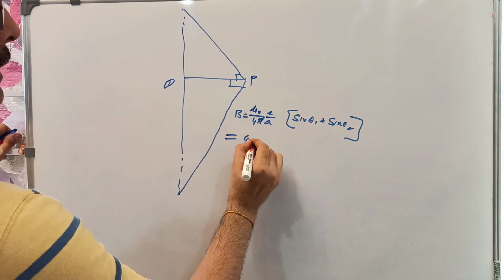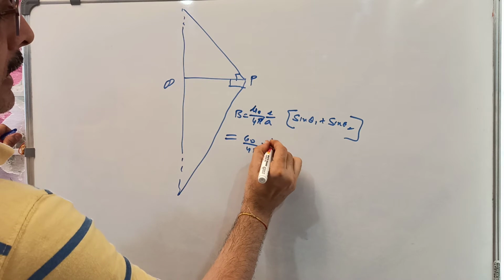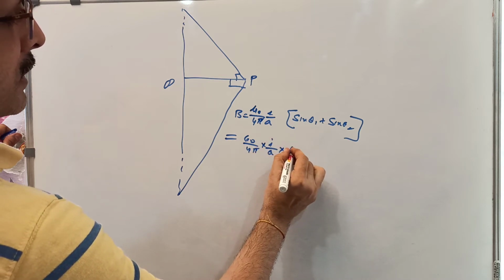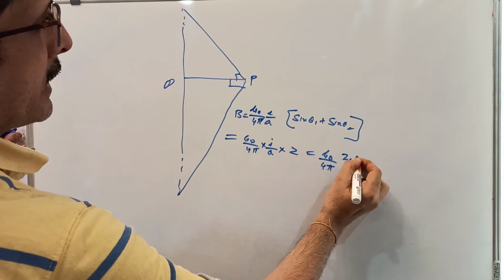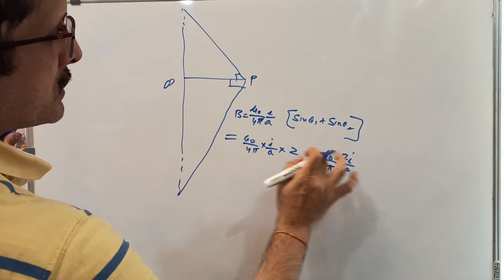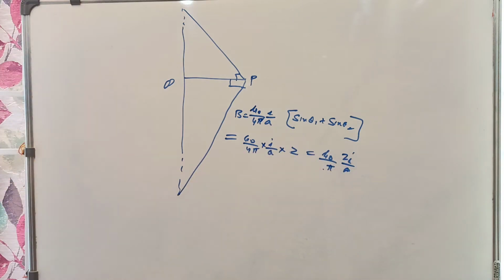This is mu naught by 4 pi, I by a, into 1 plus 1, which is 2. So it is mu naught by 4 pi, 2I by a. If I cancel, 2 and 4 get cancelled. You have to remember this, because it's not feasible to derive it every time: whenever the wire is an infinite wire, in the sense that it extends to infinity, the magnetic field because of that wire at any point would be mu naught by 2 pi, I by a.